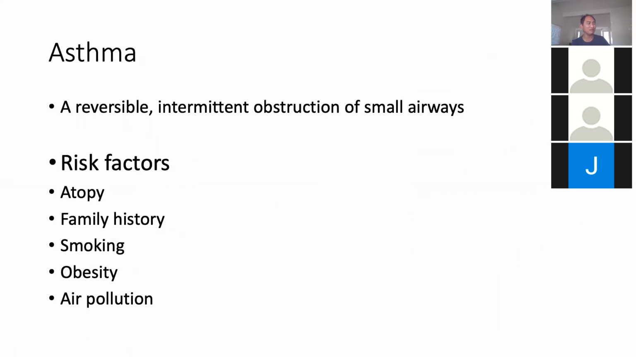So asthma. What is asthma? It is small airway obstruction, in the small bronchial airways before the alveoli. It is intermittent and reversible. If you take medication, the airways will dilate again. The risk factors for asthma include atopy, like allergy, family history, smoking, obesity, and air pollution. These all can contribute to asthma.